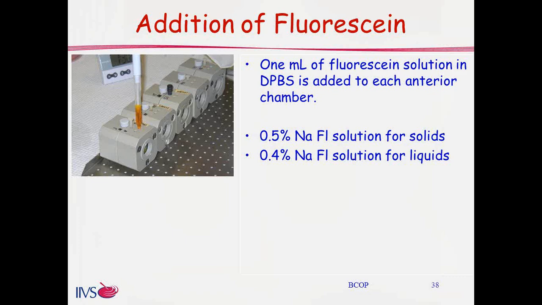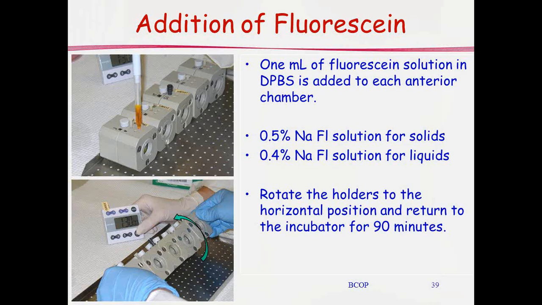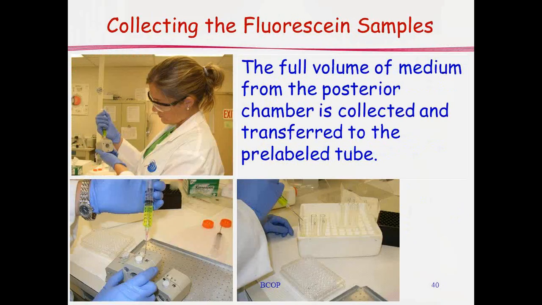So the second endpoint after the opacity measurements are conducted is to measure the change in the barrier function of the cornea using the fluorescein penetration endpoint. We typically apply 1 ml of fluorescein solution to the anterior chamber. There are 2 concentrations that have been specified, one for solids, one for liquids, fairly similar formulations. And in unison, each treatment group is then initiated by rotating the chambers into a horizontal position. The corneas are placed in the incubator for 90 minutes.